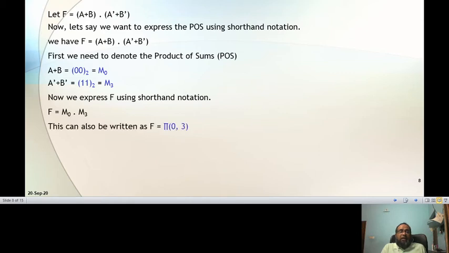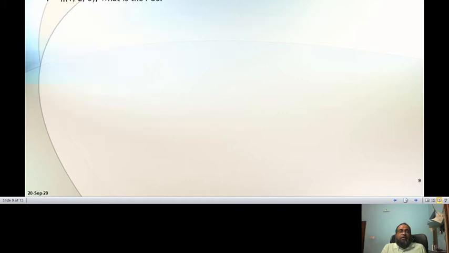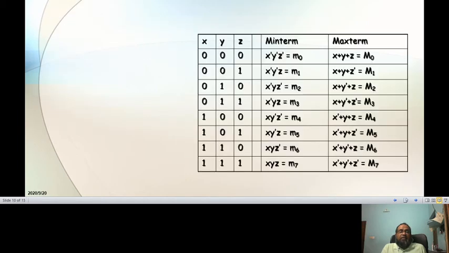This can again be written as, instead of sigma which we have seen for min terms, here we are using pi. Pi stands for the product. So pi 0 3 means 2 max terms, capital M0 and M3, that is a plus b and a bar plus b bar. The same thing is expressed here.